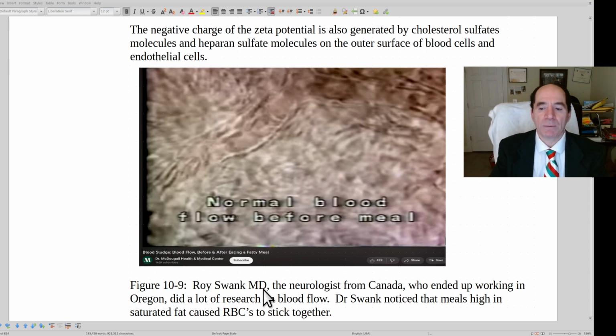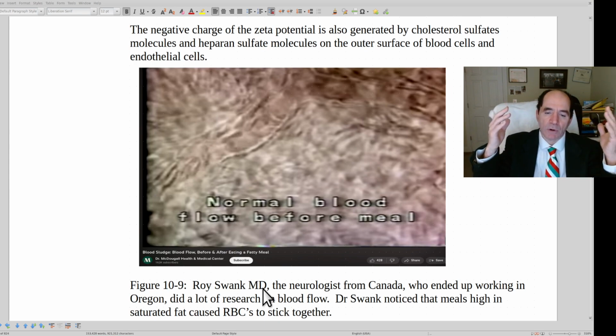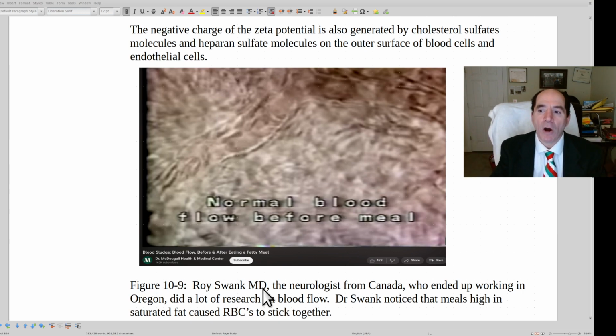Okay, and that can be a real big problem for brain cells, especially if you think about it. There's baseline atherosclerosis due to hypertension, due to diabetes. All right, all these things add up. But anyways, this is only 50 seconds long. I strongly recommend you watch this movie. It's called Blood Sludge, Blood Flow Before and After Eating a Fatty Meal at the Dr. McDougall Health and Medical Center YouTube channel. Okay, you're going to remember it the rest of your life.